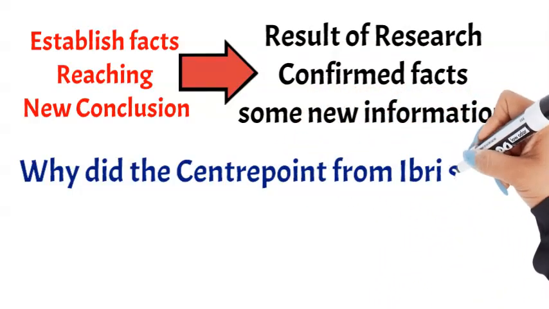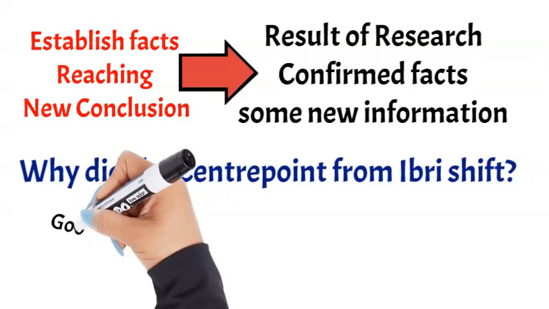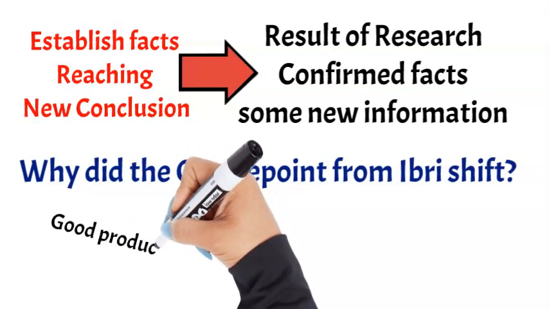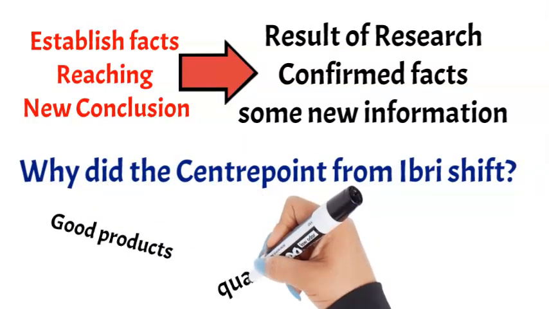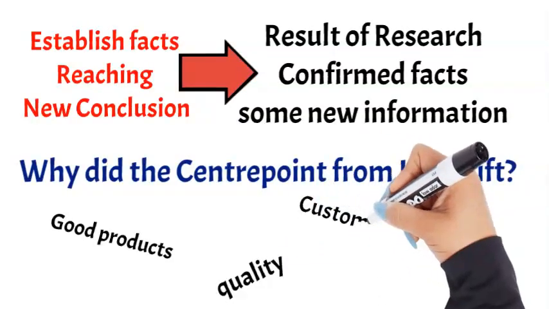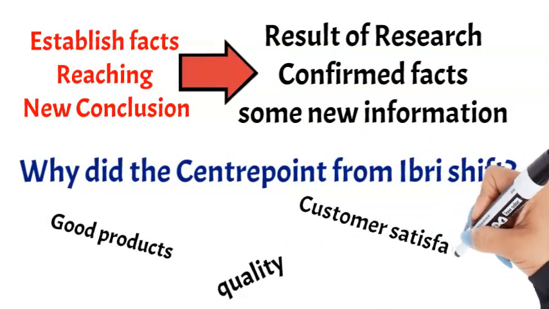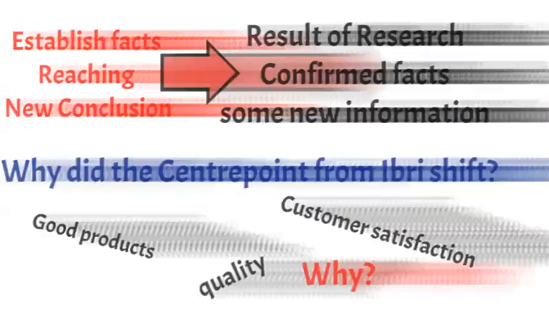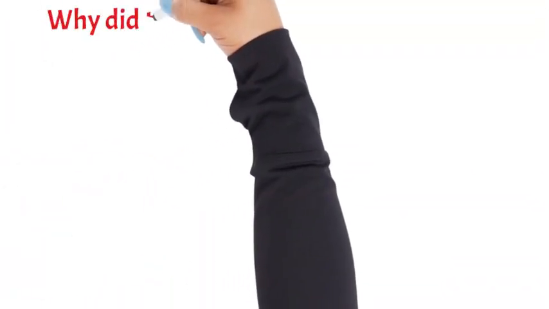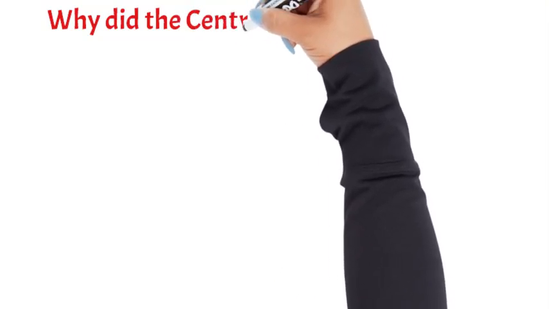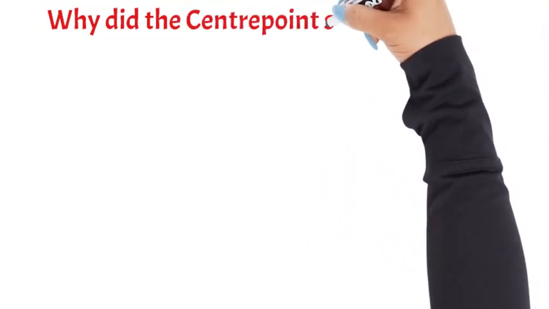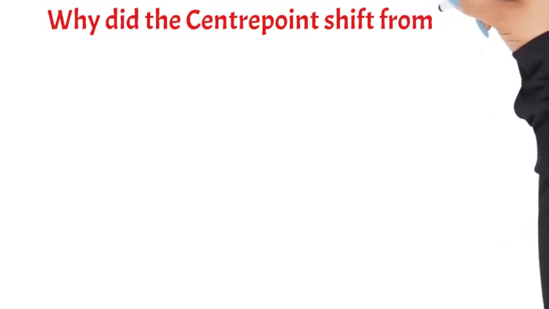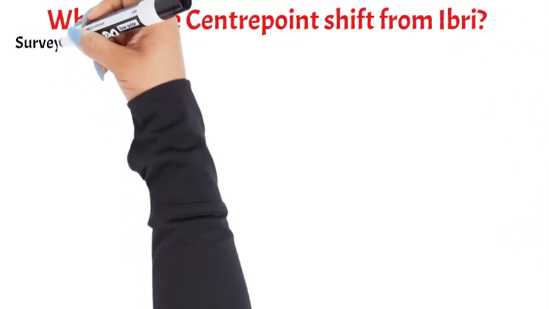For instance, our question is, why did the Center Point from Ibri shift? It had a very good product, it had a good quality of the products, and I thought that the customers are very much satisfied with the products. Still, they moved. Why? All right, now this is my research question, and I want to get the answer to this question. So let's check it out.